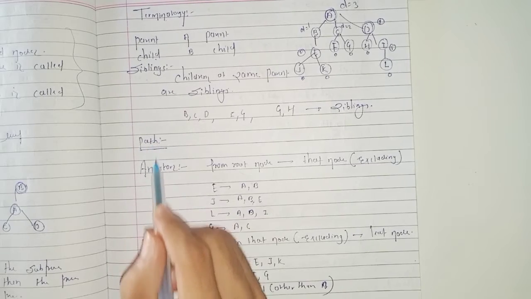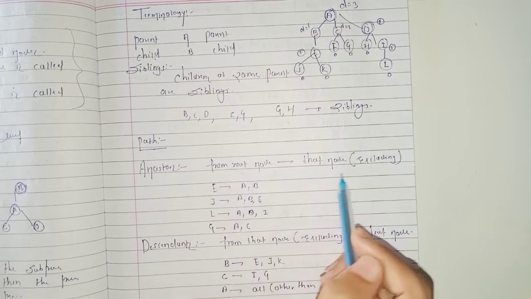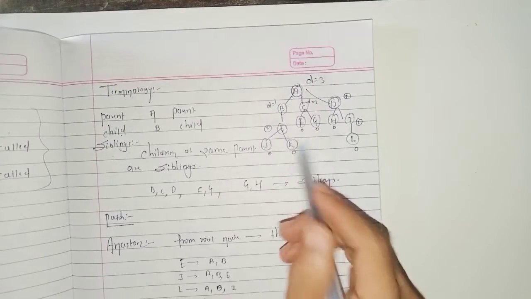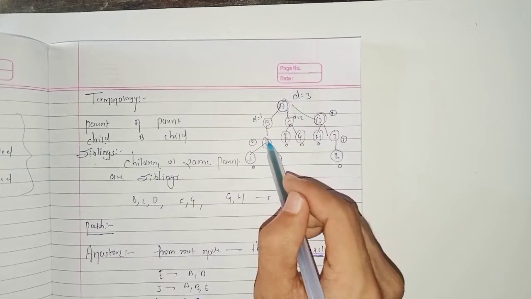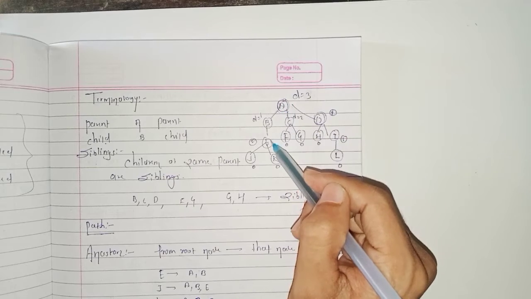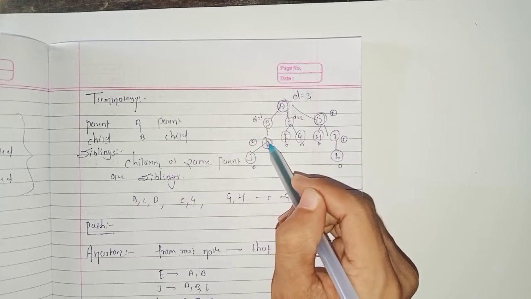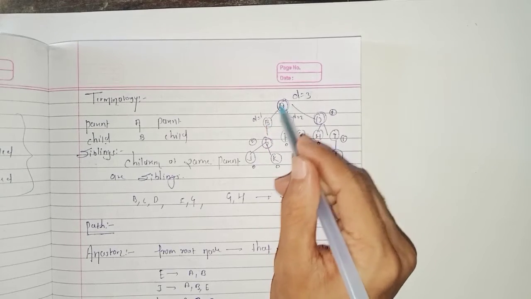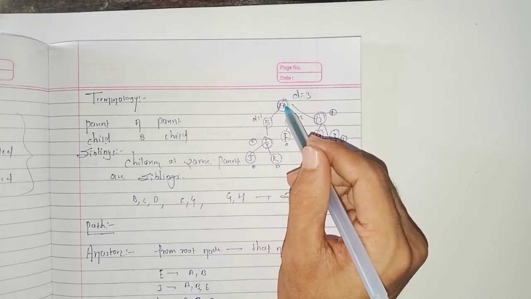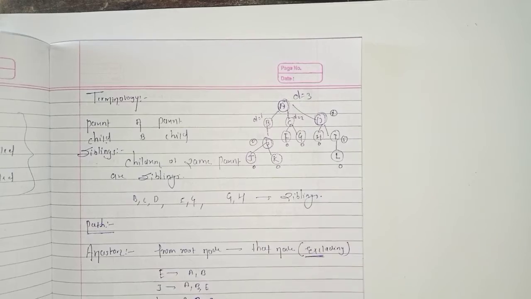Right here, path. What are ancestors? The nodes from the root node to that node, excluding that node. Let us suppose I want to find the ancestors of e. From the root node up to that node, excluding that node, the ancestors of e will be a, b. In the case of j, the ancestors will be a, b, e.